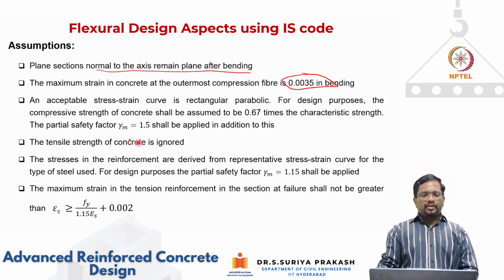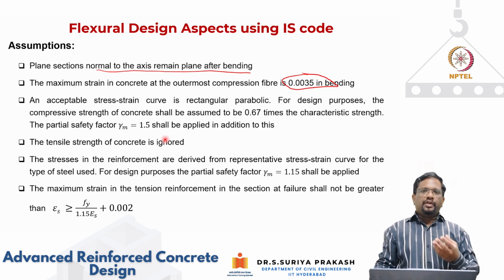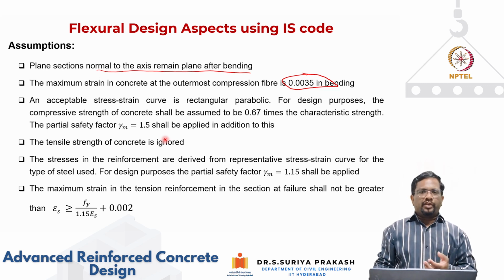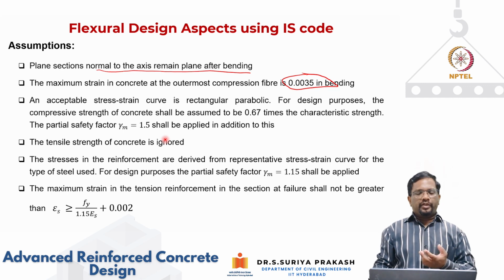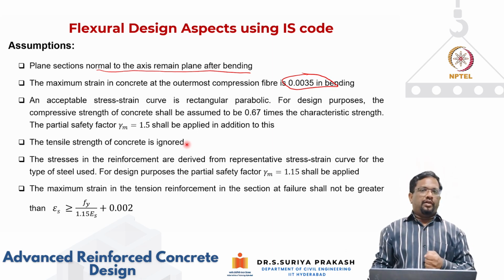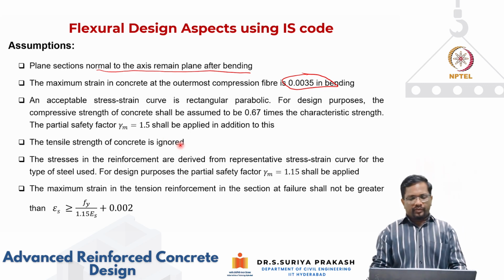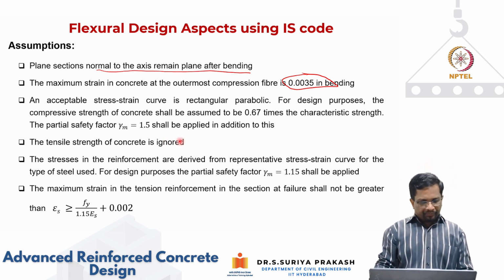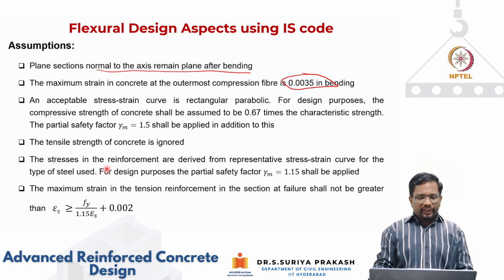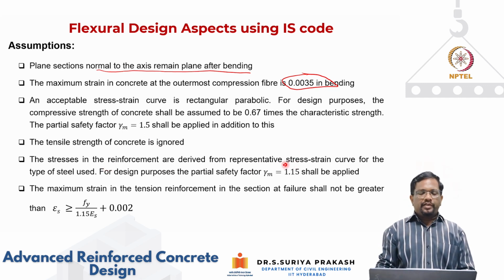Then the tensile strength of the concrete is ignored, because we have seen in the first parts of the module that the tensile strength of concrete is only about 10% of the compressive strength. It's not going to really add much in terms of moment resistance, so it can be ignored. However, this is not valid when you're using fiber reinforced concrete, especially with very high volumes of fibers, particularly steel fibers. And for steel also, the stresses in the reinforcement can be derived from the design stress strain curve based on the type of steel.